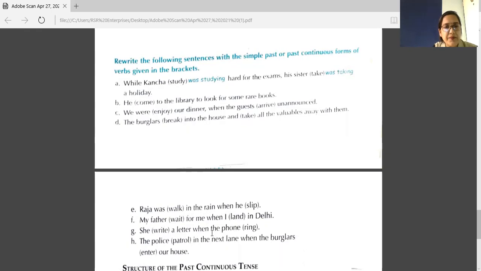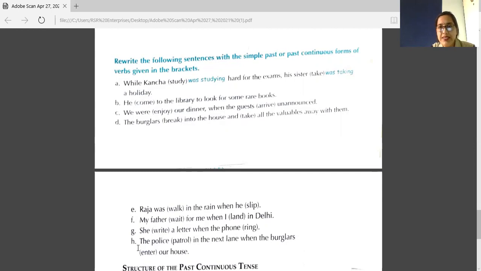Next sentence. She dashed a letter when the phone dashed. Words are write and ring. So your answer is she was writing a letter when the phone rang. So rang, this is simple past tense, R-A-N-G. And at that time, what she was doing was writing a letter. Okay.